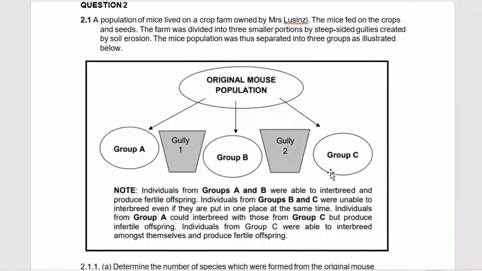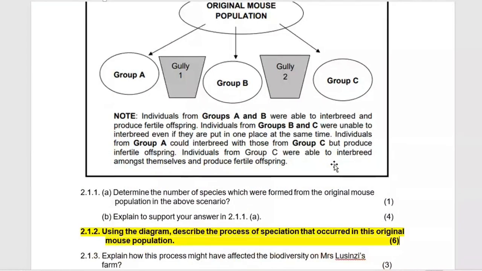It's quite simple, 2.1.1. 2.1.2 is what I just wanted to stand still by, if you allow me a minute or so. But if there's a question on this, I will happily go over it. 2.1.2 says, using the diagram, explain the process of speciation that occurs in the original mouse population. And when it comes to speciation, there are two types you need to know, but there's only one that I want you to study, and that is speciation through geographical isolation.